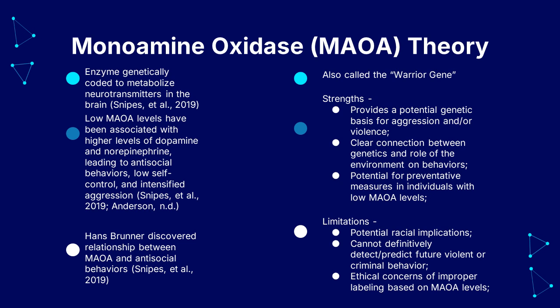Some strengths to this theory are that it provides a potential genetic basis for aggression and or violence, and it shows a clear connection between the genetics and the role of environment on behaviors.